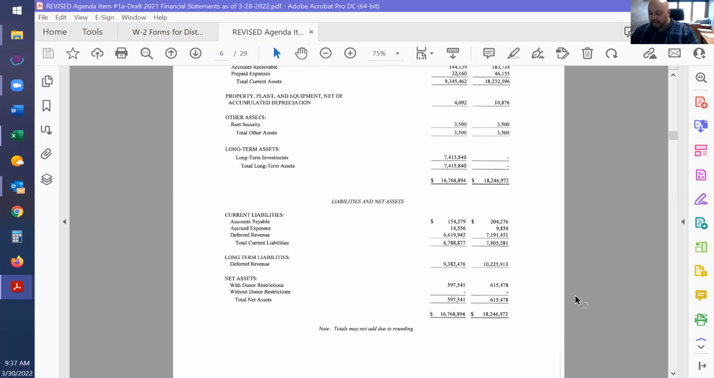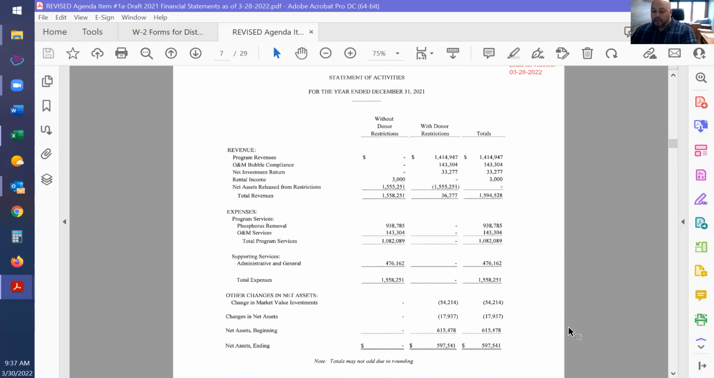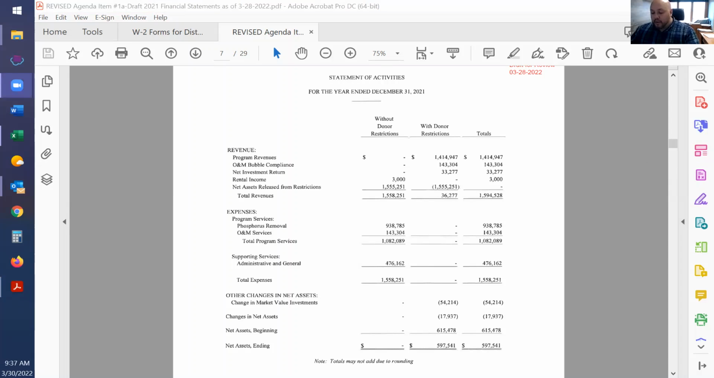Moving on to the next page, page 5. This is the 2021 statement of activities, or basically the income statement of the organization. We see up top, we're listing the program revenues, the O&M bubble compliance, different sources of revenues. You see there net assets released from restriction because, like we said on the balance sheet, all of it's restricted. We have to show that we've basically done what we needed to do. We've released the restrictions, and that's where it basically trickles down with the expenses for the different programs.